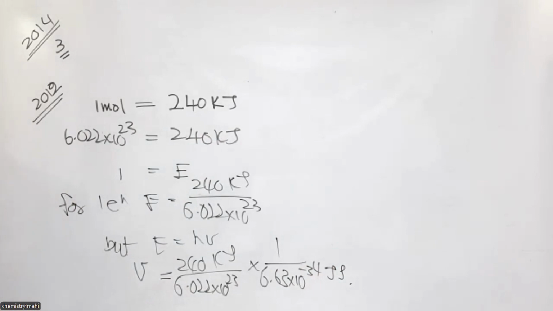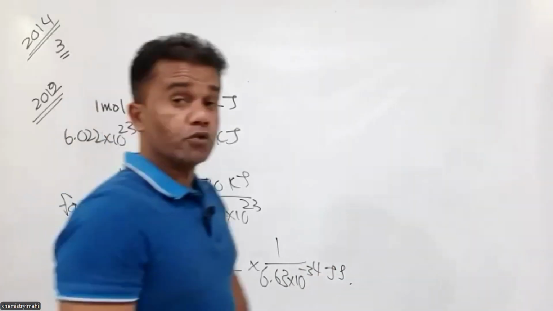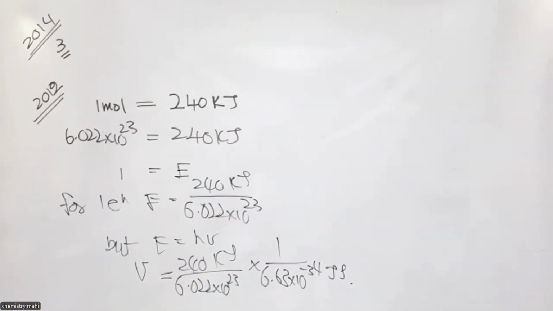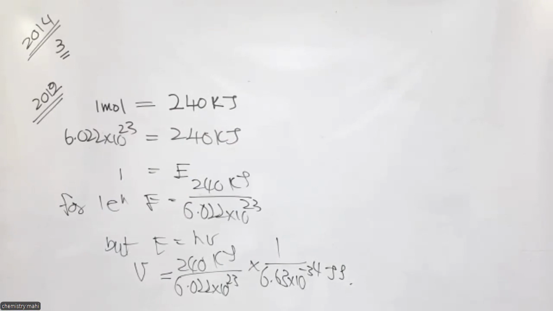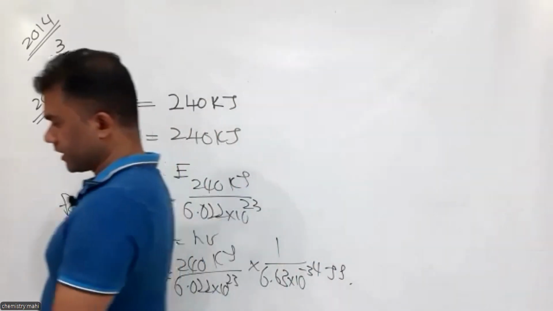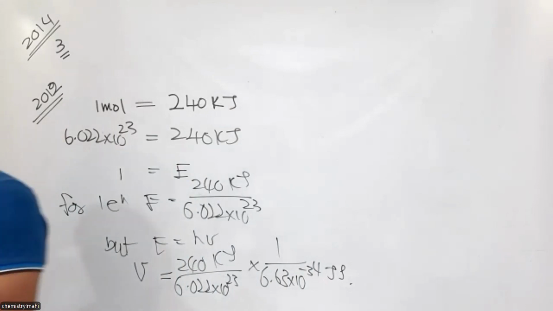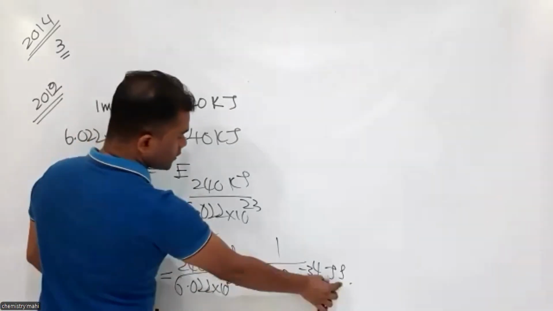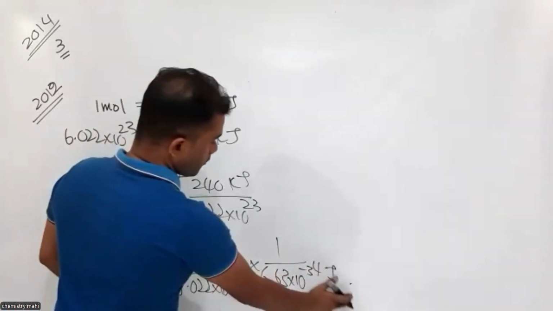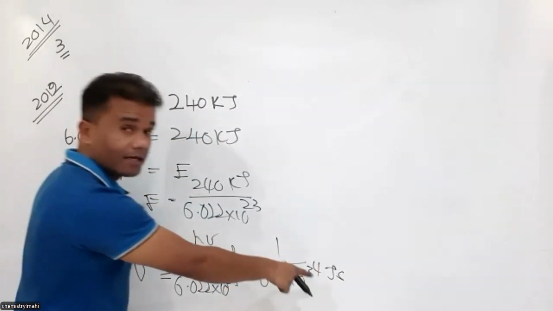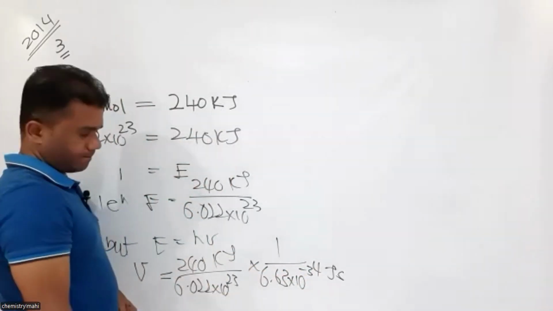So my question is this: is my substitution correct, unit wise? Did I make any mistake in the substitution here? Can you see that? I made one mistake. It is kilojoule here and joule here. That can't be. Joule should cancel out, because frequency means per second.